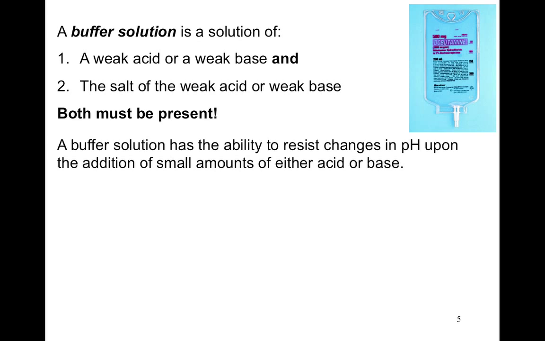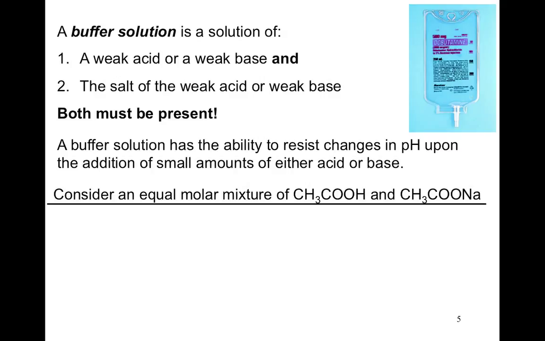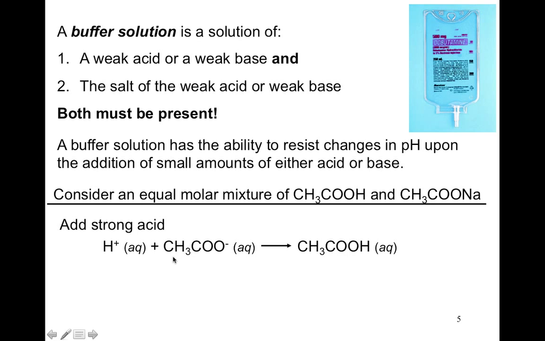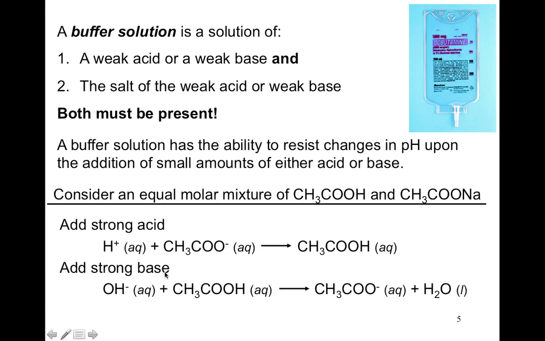So a buffer solution resists change in pH when you add small amounts of either an acid or a base. So if we have an equal mixture, this is one you're going to see a lot, acetic acid, and then the salt with the sodium on the end of the acetate ion, then what you get is if you add a strong acid, our conjugate base can accept that hydrogen and just make more acetic acid. If you add a strong base, then our acetic acid end can donate hydrogens, and we can make some acetate ions and water. And so we're in a place where we can do a pretty good job of neutralizing either situation because of our weak acid, weak base salt mixture. And that's what makes a buffer a buffer.